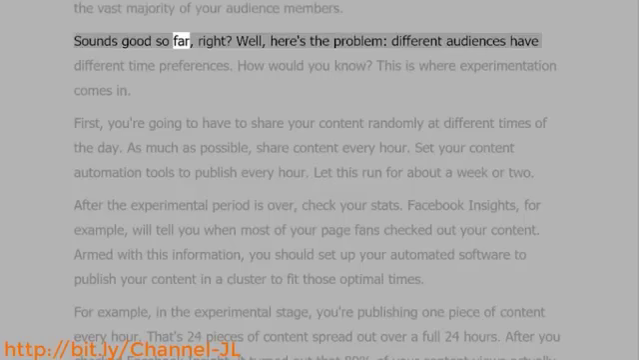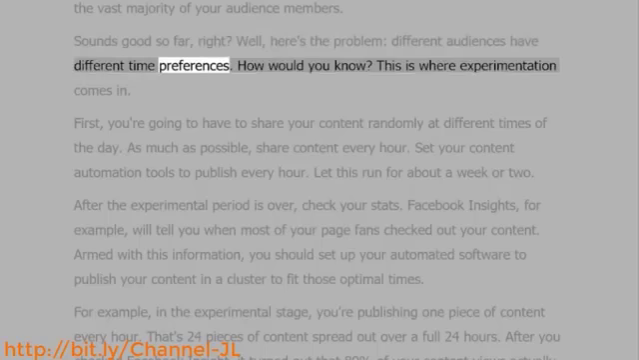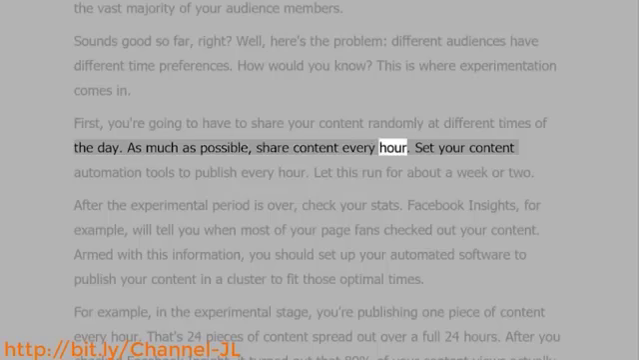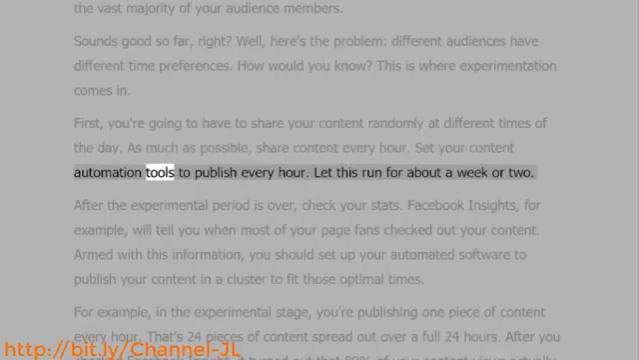Sounds good so far, right? Well, here's the problem, different audiences have different time preferences. How would you know? This is where experimentation comes in. First, you're going to have to share your content randomly at different times of the day. As much as possible, share content every hour. Set your content automation tools to publish every hour. Let this run for about a week or two.